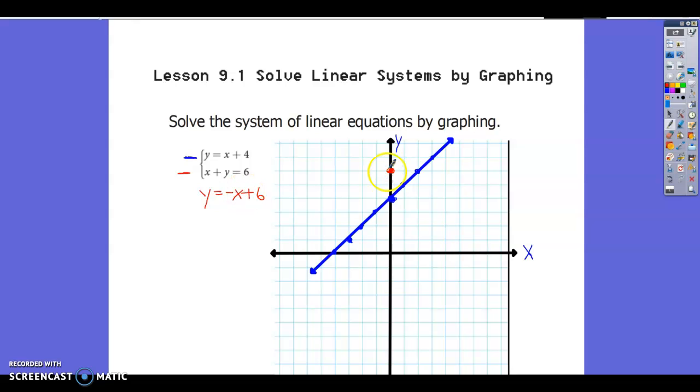And we can use the slope of negative 1 to graph your other points. Remember, negative 1 is down 1. Down 1 is negative, and then to the right is a positive value.